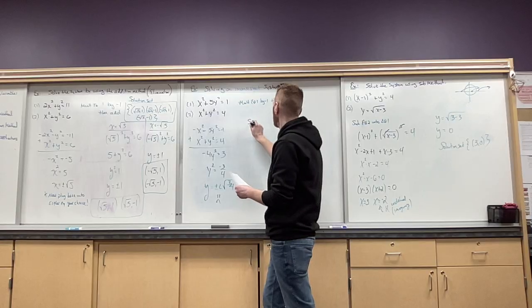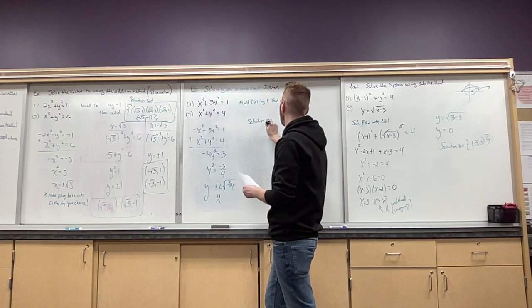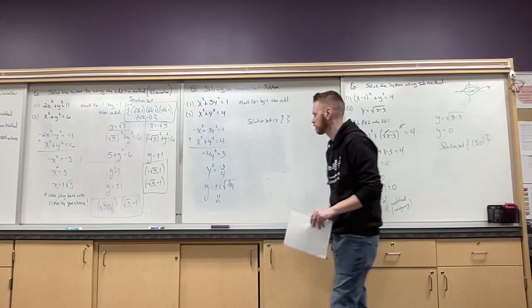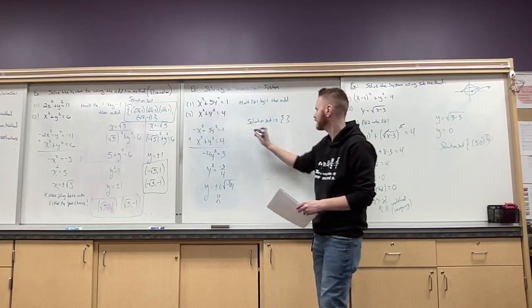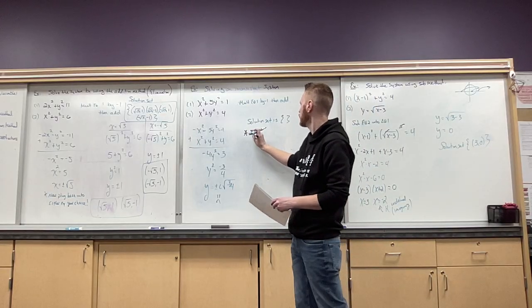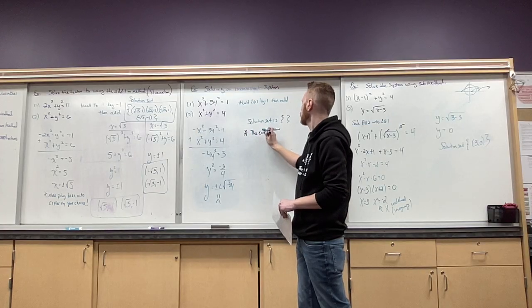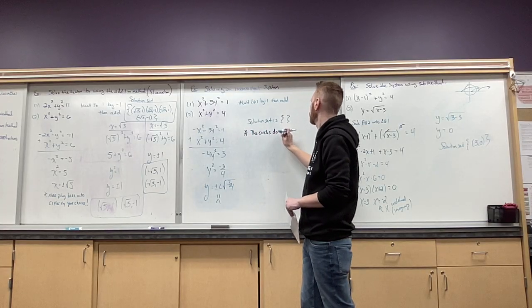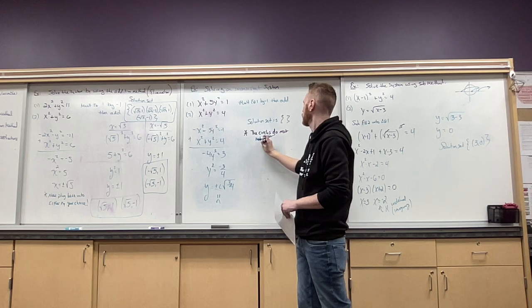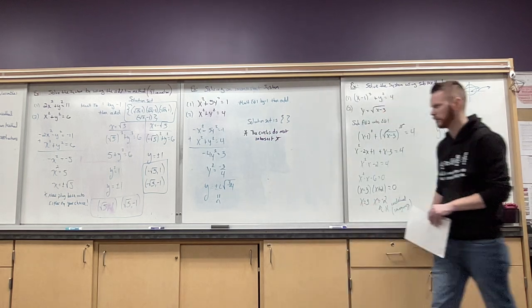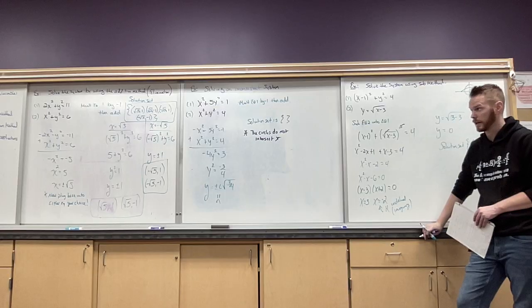So we're going to say the solution set is just empty brackets. And if you want to, why not? Let's put underneath here what this means: the circles do not intersect. So we can put that little detail graphically, like what that means.